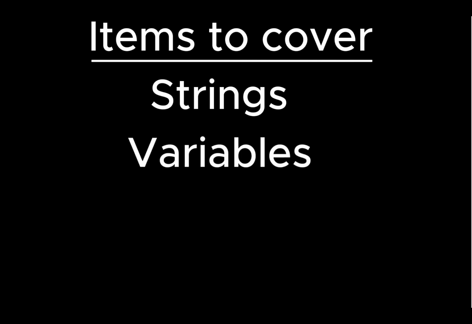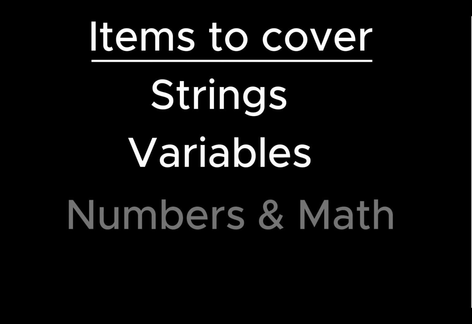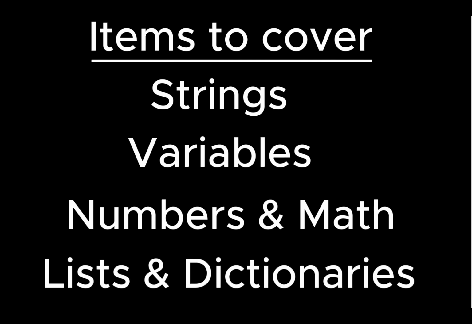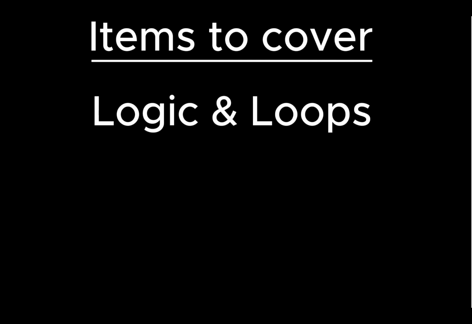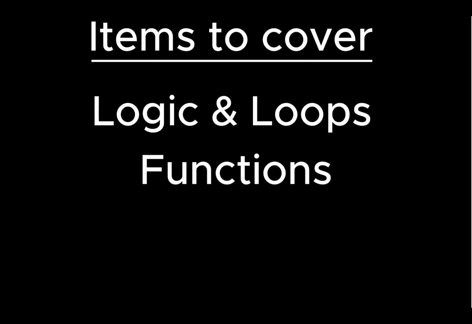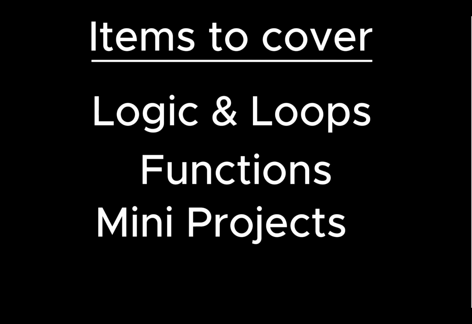Here's what we'll cover in this series. First, we'll learn all about strings, which are the text you see on your screen. Then we'll move on to variables, which are like little containers that hold your information for your program. Next, we'll explore numbers and how to do math with Python. Then lists and dictionaries, which are ways to organize multiple pieces of information. After that, we'll learn logic and loops so your program can make decisions and repeat tasks. Then we'll create functions, which are reusable blocks of code, like crafting patterns you can use again and again. Finally, we'll put it all together in mini projects, like small games and tools you can actually use.